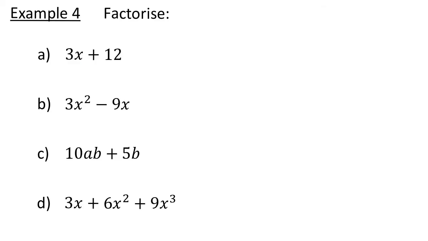So in example A, we've got 3x plus 12. We should be able to identify that the common factor there is going to be 3. So 3 divides both 3x and 12. So 3 is the common factor, and we put that outside the bracket. So 3 multiplied by the first term must give you 3x, so that's going to be 3 times x. And 3 multiplied by the second term should give you the 12, so 3 times 4 is equal to 12. So that's it factorised.